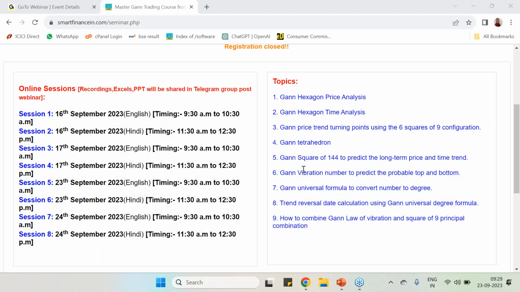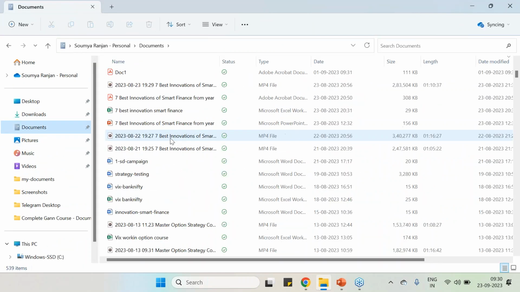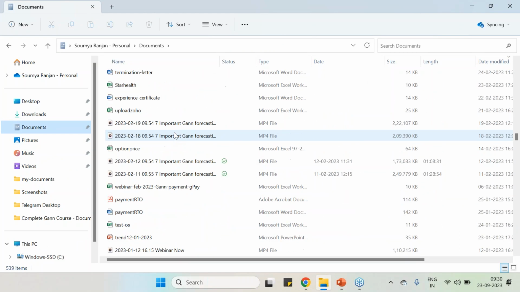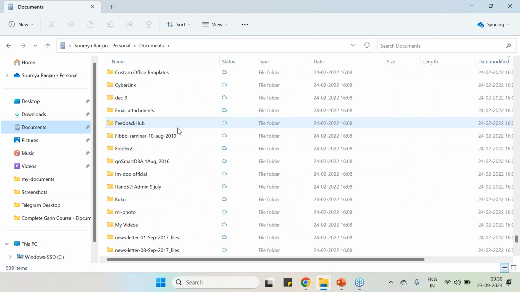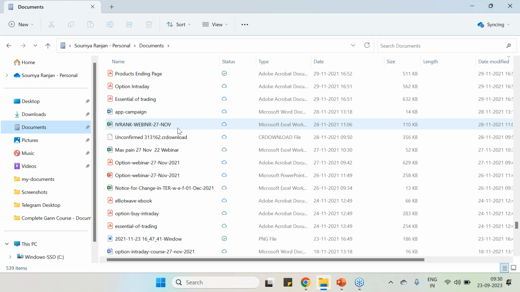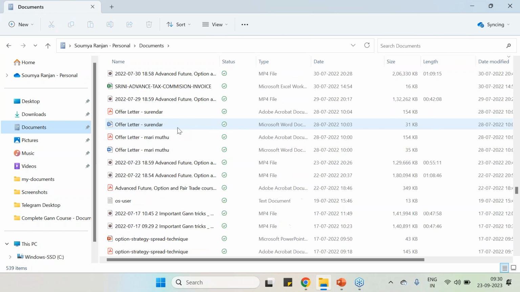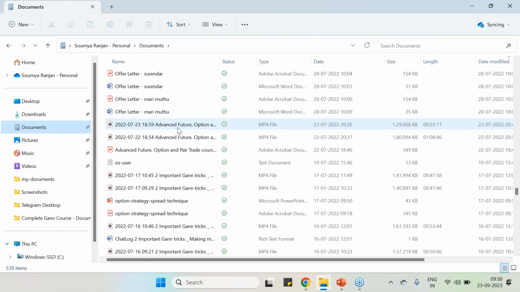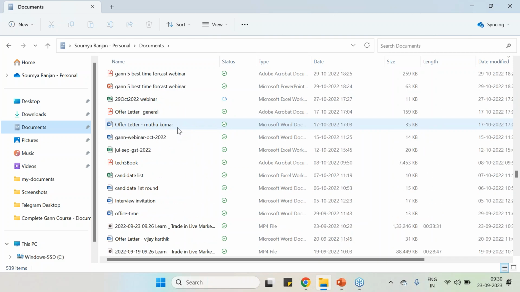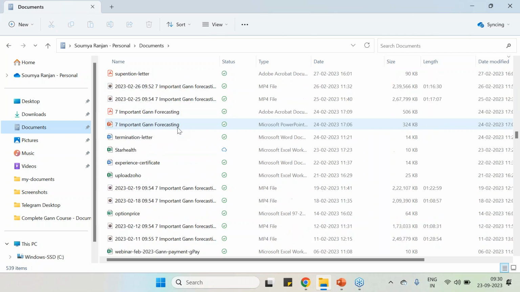So like on the Gann's vibration number, Gann square of 144. All these things, if you search in the Gann's literature, it is very difficult to get. One example I will show you here. The square of 144, what you are going to learn, is taken from one literature of W.D. Gann, which was with me for a prolonged period of time. I will just show you that literature. You can make out how difficult these concepts are.